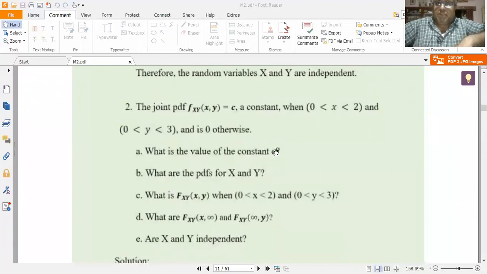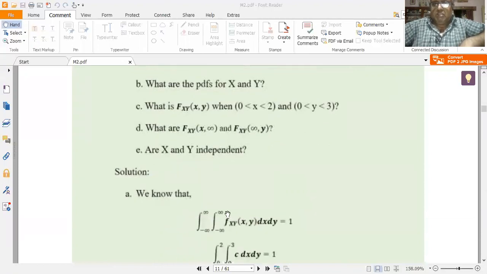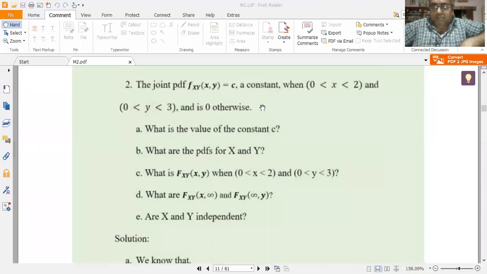So first, I have to find the value of the constant c. The constant c can be evaluated only if I assume that f_XY(x, y) is a valid or a legitimate joint PDF. So that is obtained by assuming that c is always greater than or equal to 0. If c is greater than or equal to 0, then f_XY(x, y) would be a valid or a legitimate joint PDF or bivariate PDF. Let me repeat. If c is greater than or equal to 0, then only f_XY(x, y) can be said to be a valid joint PDF or a legitimate bivariate PDF.